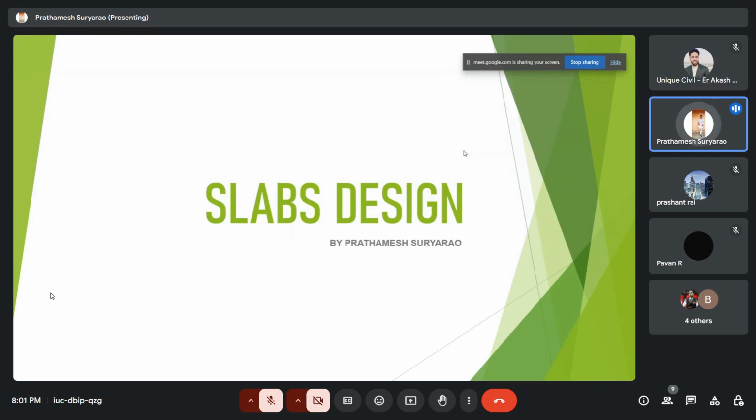Complexity of slab design, how the slab actually is designed. So first we have to know what is slab. So let's start.